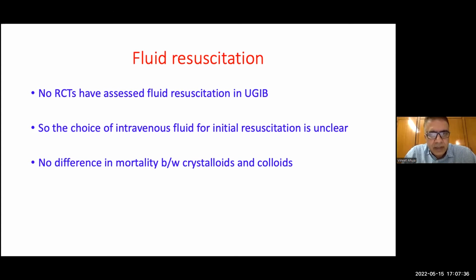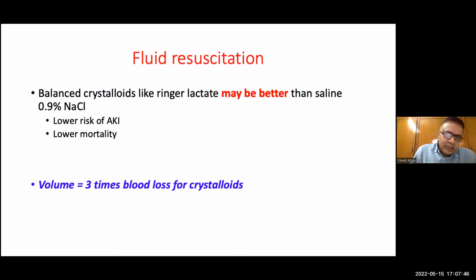The choice of intravenous fluid could be crystalloid or could be a colloid. There is no difference in mortality between a crystalloid or a colloid. However, since crystalloids are easily available, one goes towards giving crystalloids. Amongst crystalloids, it has been seen that balanced crystalloids, like ringer lactate, may be better than saline. Why? Because there could be a lower risk of acute kidney injury and a lower mortality.